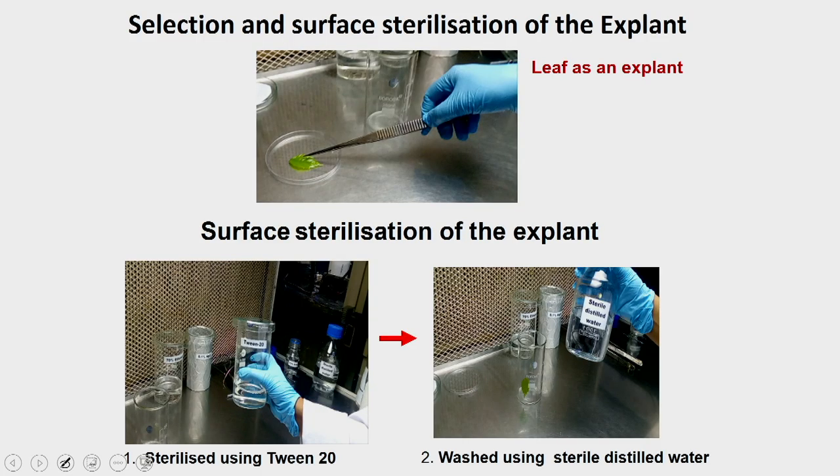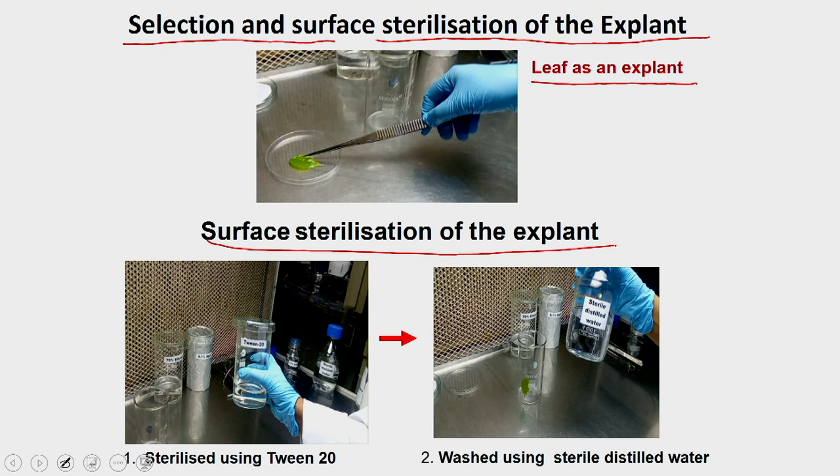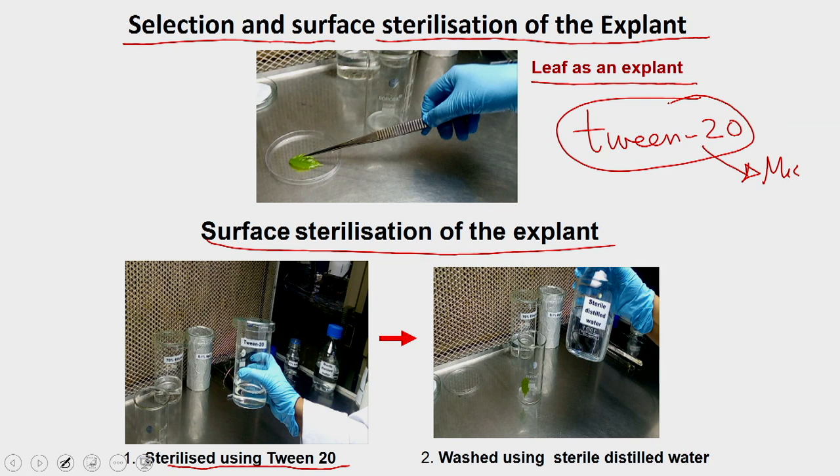Once your media is prepared, then you can do the selection and the surface sterilization. In this particular example, we have taken leaf as an explant. You can do a surface sterilization of the explant. So what you can do is first wash the leaves with Tween 20. Tween 20 is a detergent, and it is going to destroy the microorganisms. The purpose of sterilization is that you don't want microorganisms to grow while you are generating the plants. So you wash the explant with Tween 20, and once you are done with the Tween 20, then you wash using sterilized distilled water.